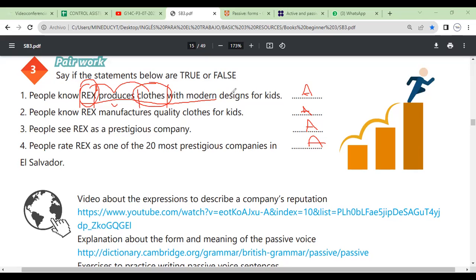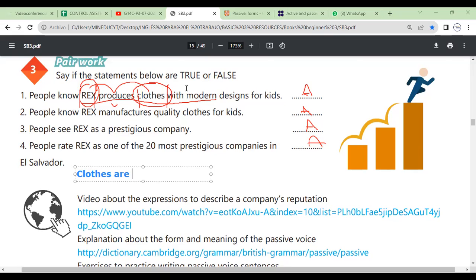Ok? Now, how come, teacher? But let's try to in here. So you say Rex produces clothes. Ah, entonces debemos empezar con clothes. Clothes. Ajá, ¿quién me ayuda? Is produced by Rex. Are modern designs for kids. Are. ¿Cuál es el verbo? Produce. Produce. Ahora, fíjense bien.